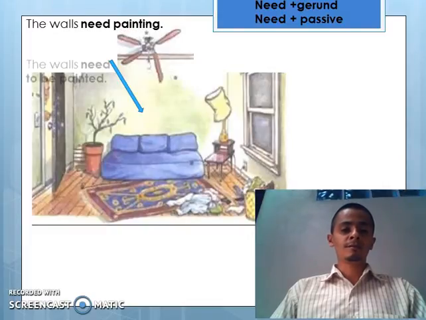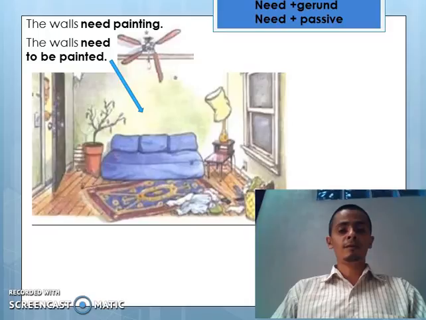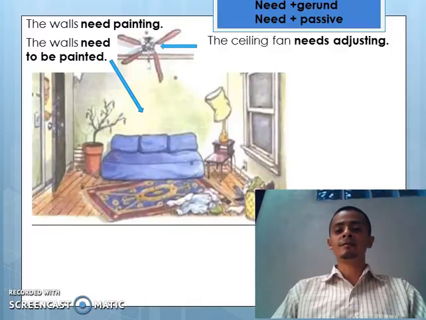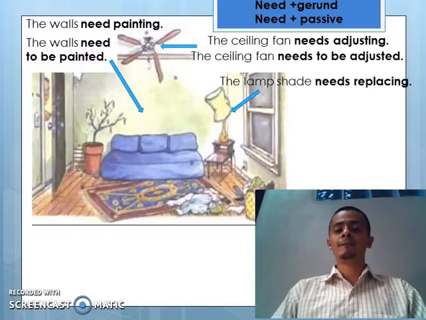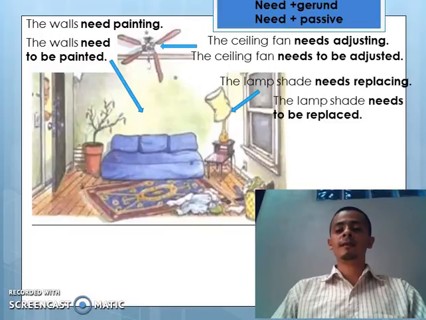and with passive we can say the walls need to be painted. And for the ceiling fan, using gerund we can say the ceiling fan needs adjusting, and with passive we can say the ceiling fan needs to be adjusted. And for the lampshade, using need plus gerund we can say the lampshade needs replacing, and with passive we can say the lampshade needs to be replaced.